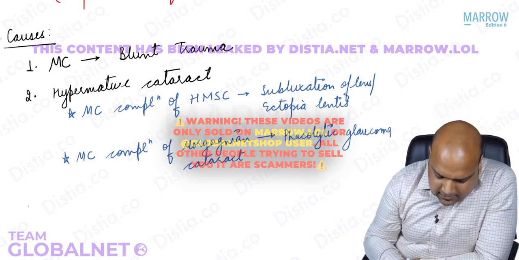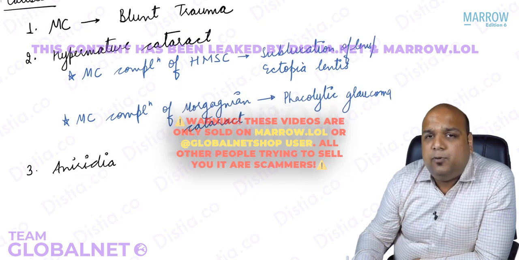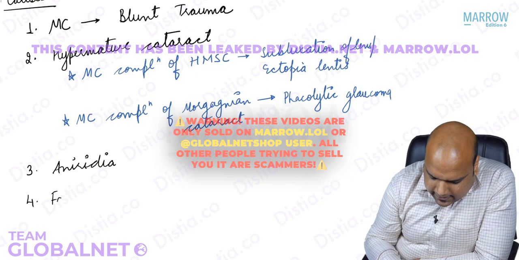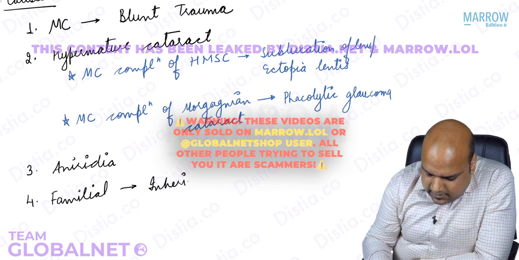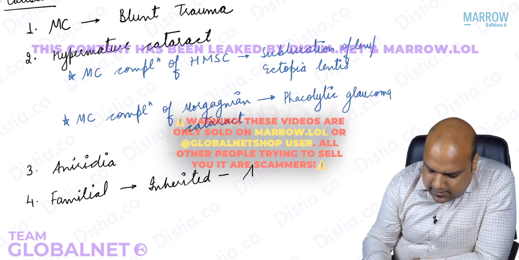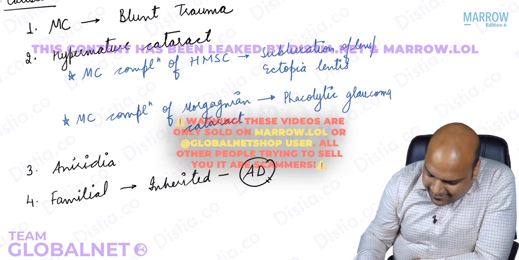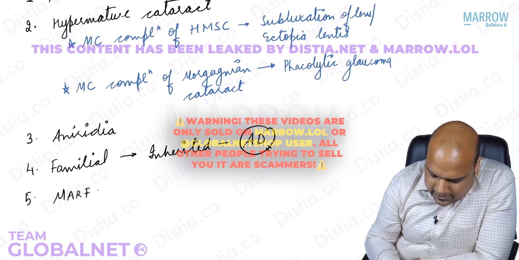The third important cause is aniridia. Aniridia is absence of iris, everybody. Yes, WAGR syndrome. Fourth important cause is it can be familial. Family history is present. That means you are inheriting it. If you are inheriting it, it is autosomal dominant inheritance. Moving on, fifth cause. That is the cause that you like to say, everybody, Marfan syndrome.